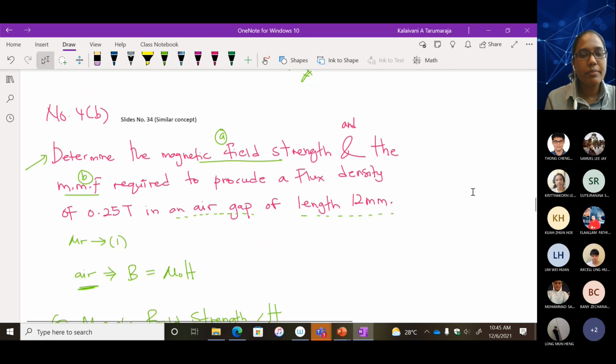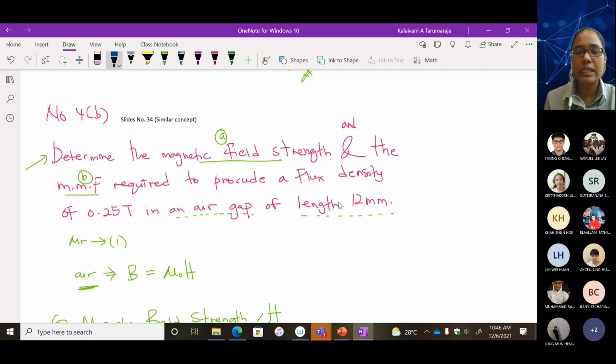So determine the magnetic field strength, H, and the MMF, the magnetomotive force requested to produce a flux density of 0.25 T. They already gave you a key point here, the flux density. At the same time, in the air gap, the length is 12 millimeter. So the information given is the flux density, which is 0.25 T, and also take note of the air gap length, 12 millimeter.